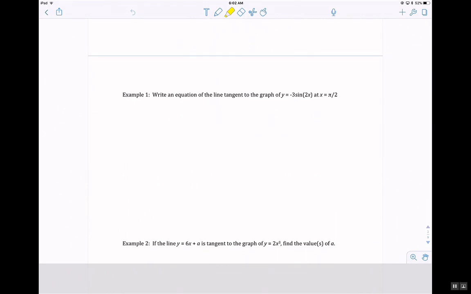Write the equation of the tangent line to the graph of y equals negative 3 sine of 2x at x equals pi over 2. So the first thing we're going to do is find the derivative. You could either write y prime or dy dx. It's up to you. Oops, shouldn't write it in the highlighter.